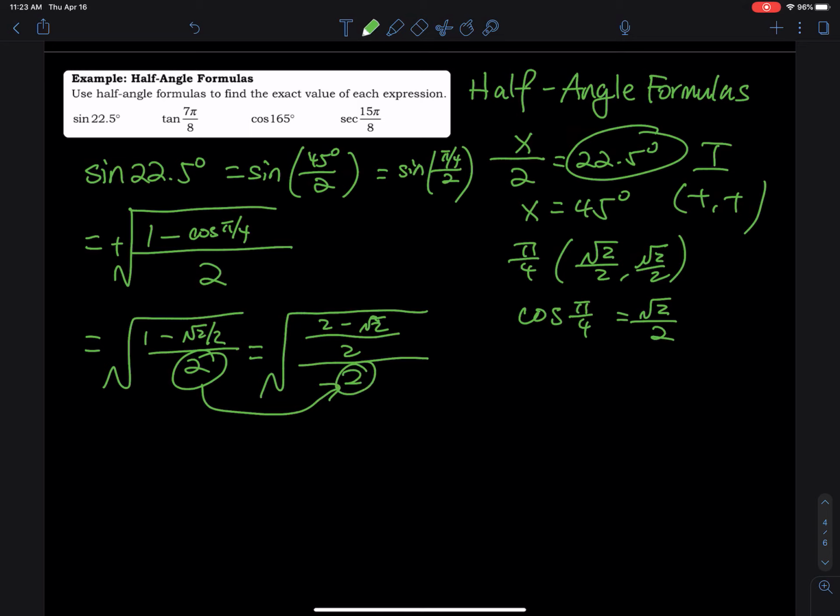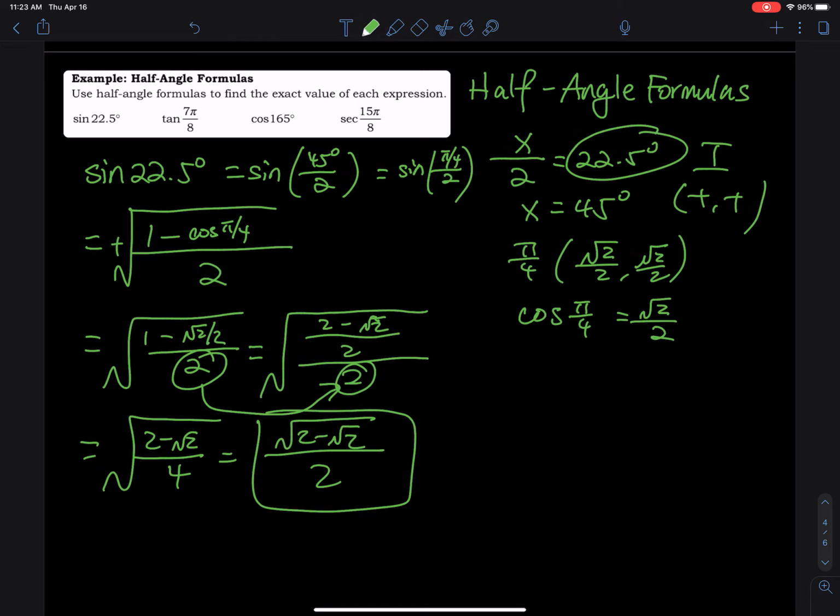I know there's a lot of 2s. And then with the 2 fractions, that is 2 minus √2 divided by 4. The square root of 4 is 2, so on top you have 2 minus √2. So that is your final answer. Always box your final answer, all right?